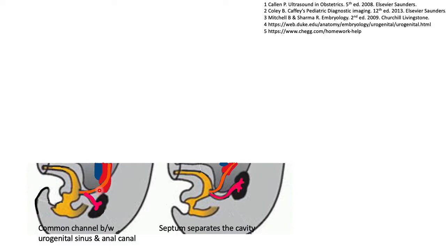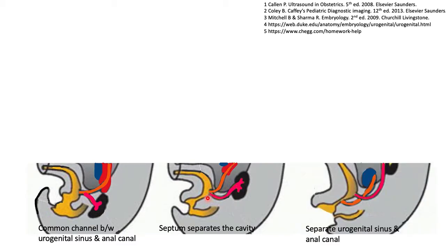Okay, now let's go back to the yellow structure here. The common channel, which now is divided into the anterior and the posterior portion. Again, at this time point, the ureter here drawn in pink is now separate from its origin, this one in orange, the mesonephric duct. Notice that the septum here is now developed. This one is the urogenital sinus. This one is the anal canal.